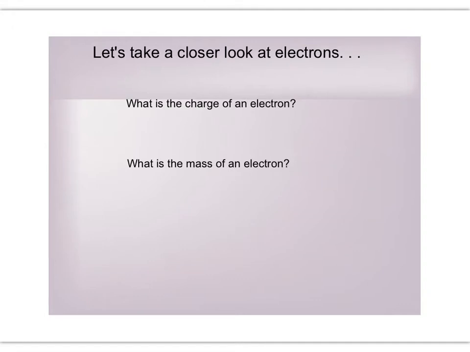Well, let's look at an electron for a moment. What is the charge of an electron? Well, the charge of an electron is 1.6 times 10 to the negative 19 coulombs. So Q means charge, and it is negative because electrons are negative. Negative 1.6 times 10 to the negative 19 coulombs. C stands for coulombs.